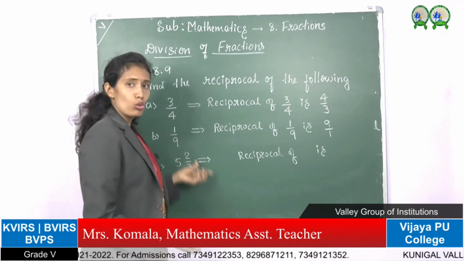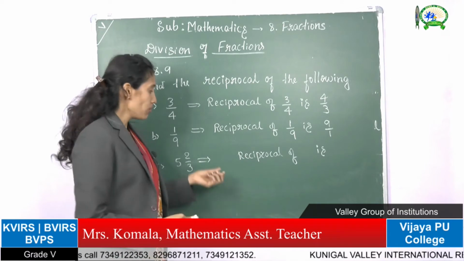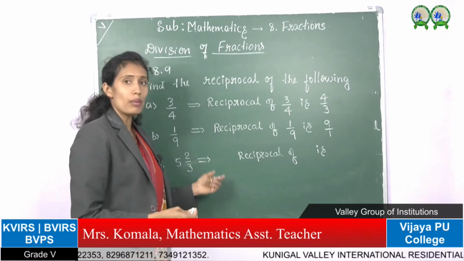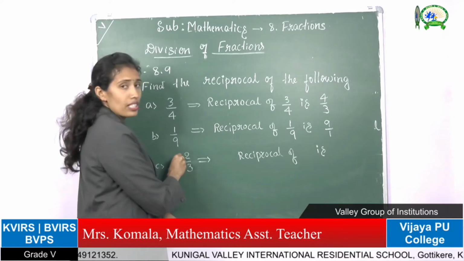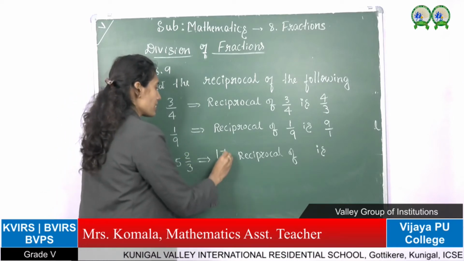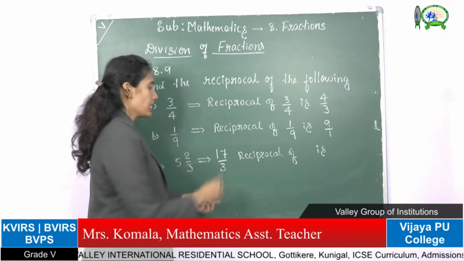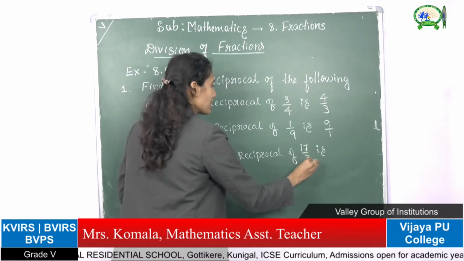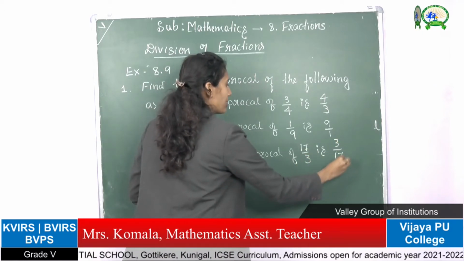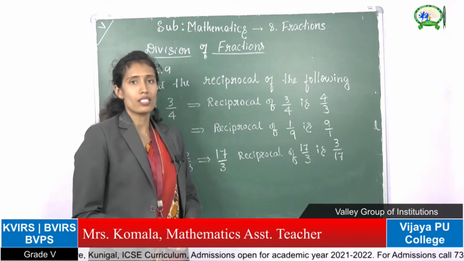And 5 into 2 by 3. How to write the reciprocal of a mixed fraction? First we have to convert the mixed fraction into an improper fraction. 3 5s are 15. 15 plus 2 is 17. The denominator will be the same. Now we can write the reciprocal. 17 by 3. The reciprocal of 17 by 3 is 3 by 17. This is the correct way of writing the reciprocal of given fractions.